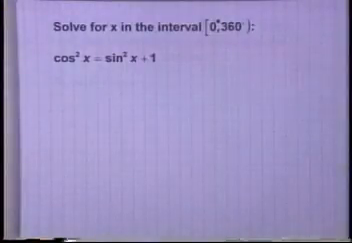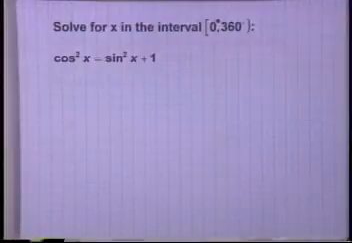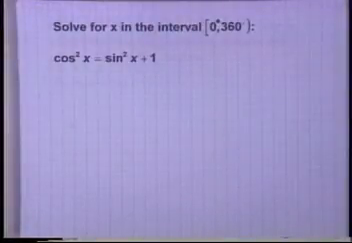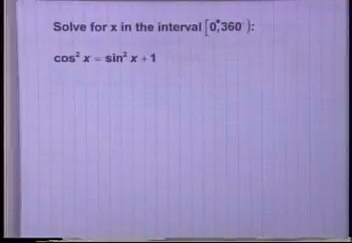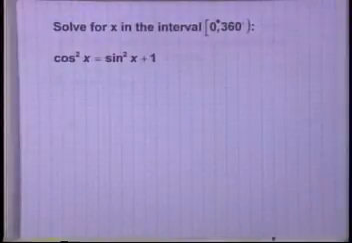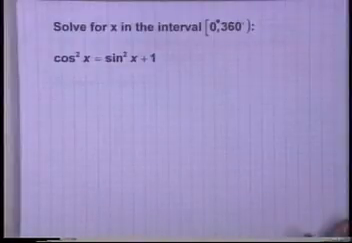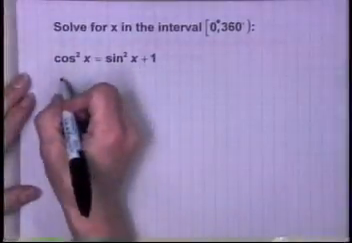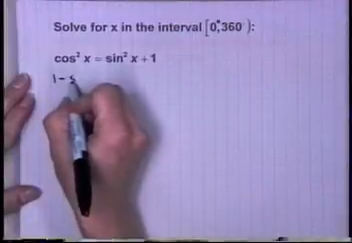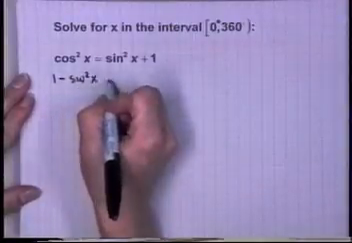So what I'm going to do here is use an identity. Remember I said earlier that we can change sine squared to 1 minus cosine squared, or if we prefer, we can change cosine squared to 1 minus sine squared. It actually makes no difference here which way you want to go. I think what I'm going to do here is change cosine squared to 1 minus sine squared.